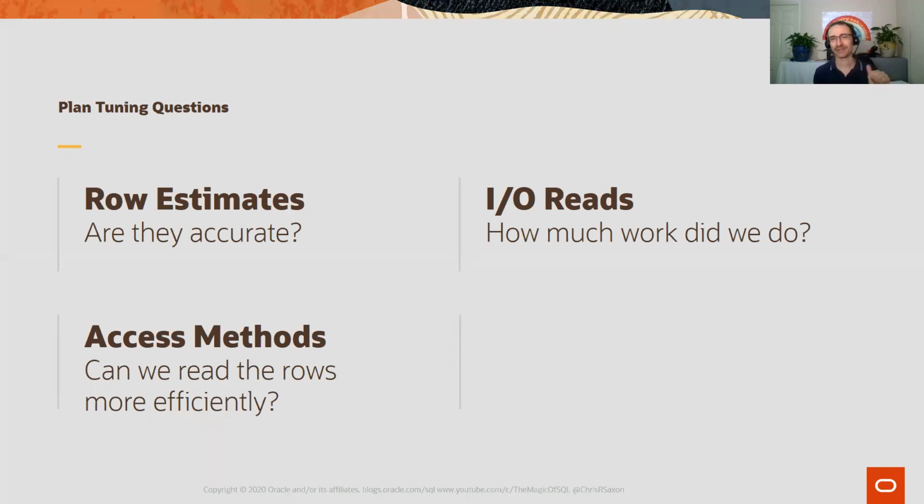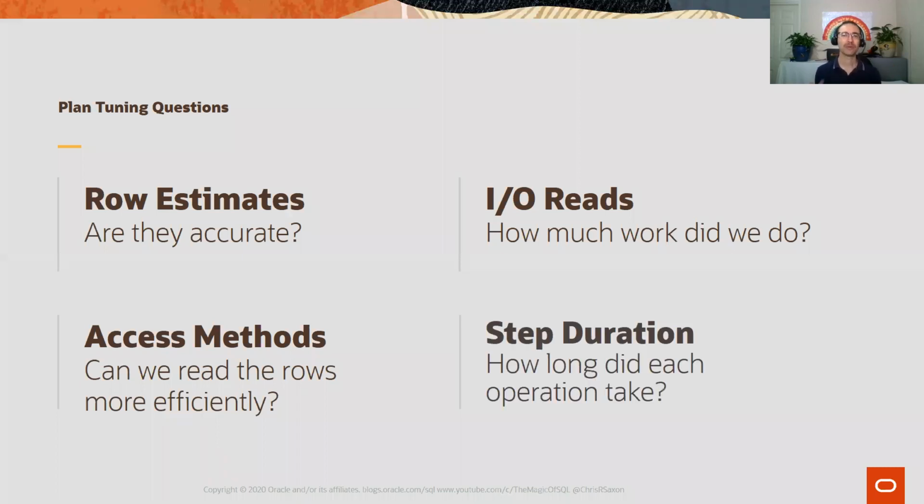And of course, finally, and perhaps the most important one, how long did it actually take? And how long did each individual operation in the plan take? After all, customers don't really care about the answer to these first 3 questions. They care about how long it takes. If you go to them and say, we dropped the consistent gets from 1,000 down to 50, they'll probably be like, what? Whereas if you say, that query has gone from 10 seconds down to half a second, they'll be like, okay, yeah, I know what that means.